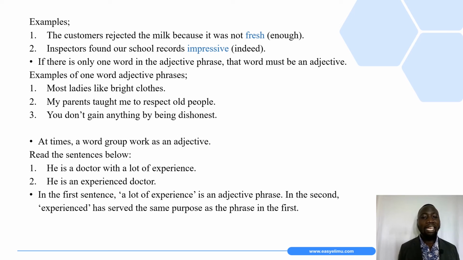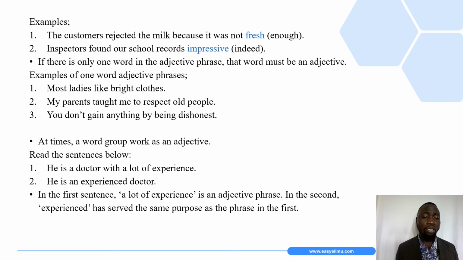Then on to the next: you don't gain anything by being dishonest. So again, looking at that sentence, we also have only one adjective in the adjectival phrase, and that is the adjective itself. So at times, a word group can also work as an adjective.